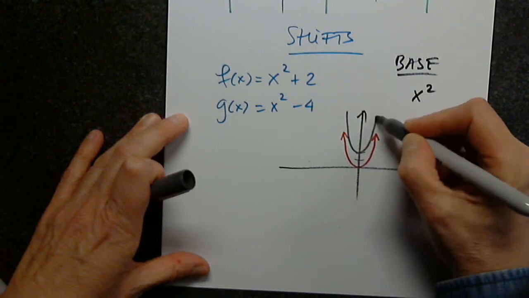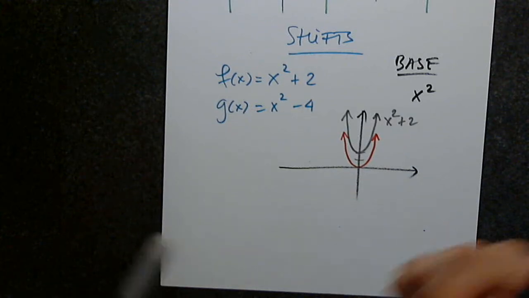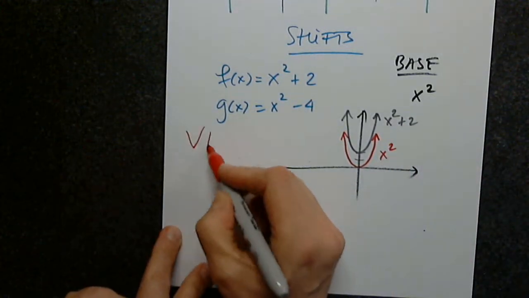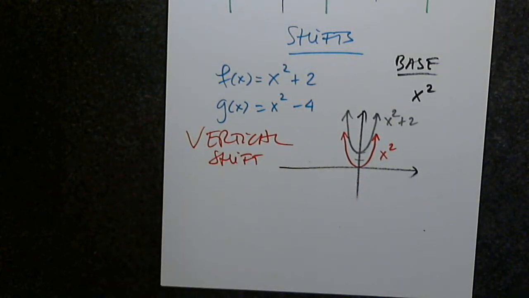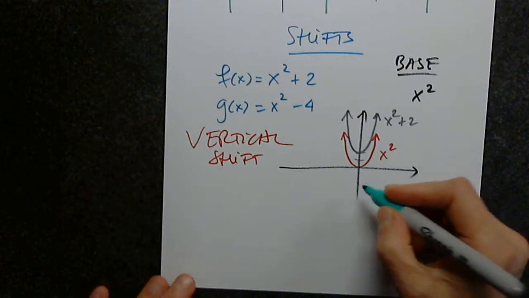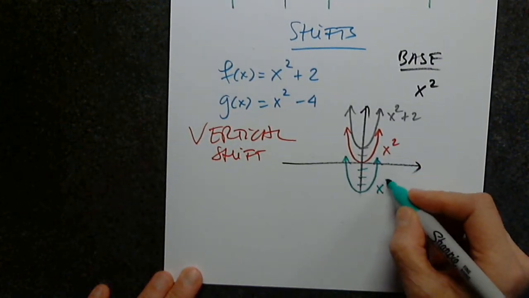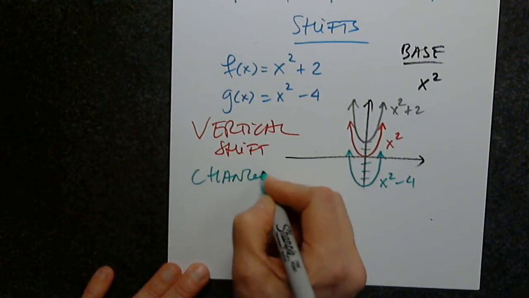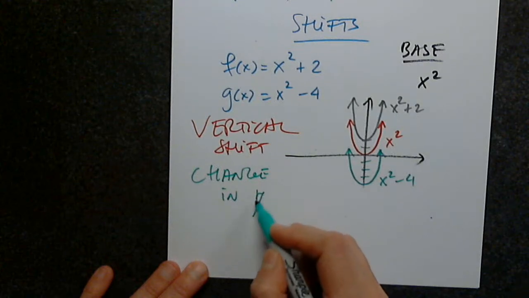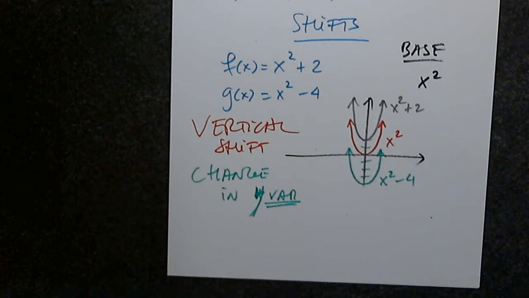So here's the graph. Same shape of x squared plus 2. So here's the graph of x squared. So this is a vertical shift. In this case, it was up 2. What would you say about the other one? That's it. And we're done with vertical shifts. But just remember, vertical shift requires a change in which variable? In the y variable. Excellent.